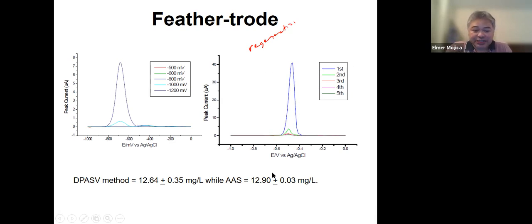And to determine if it's a very good analytical technique, we compare the same samples using DPASV and atomic absorption spectroscopy. And we found out it's close to one another, although the AAS is more accurate, or we could say more precise. They're close to one another compared to the DPASV.